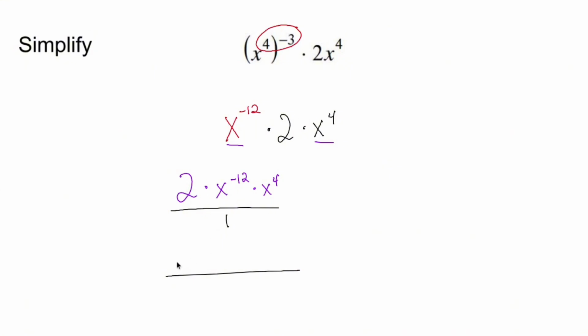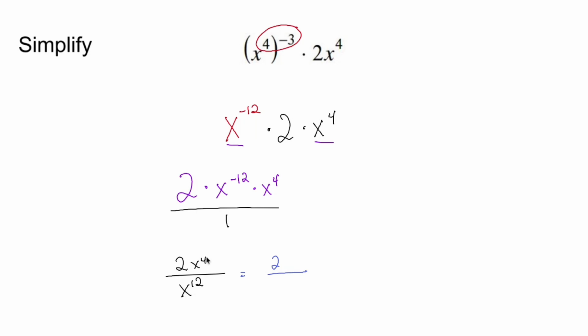So 2 stays up here in the numerator and stays 2. X to the negative 12 moves to the denominator and becomes x to the positive 12. And x to the fourth stays up here in the numerator. Now, when you divide terms of the same base, you figure out which one's more powerful. First things first, 2 doesn't move. There's nothing like it. Leave it there.